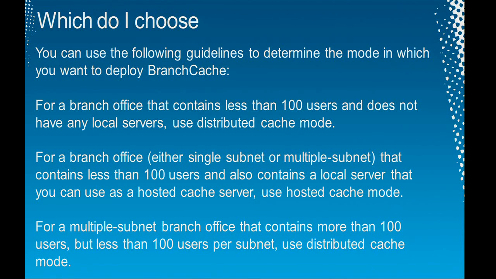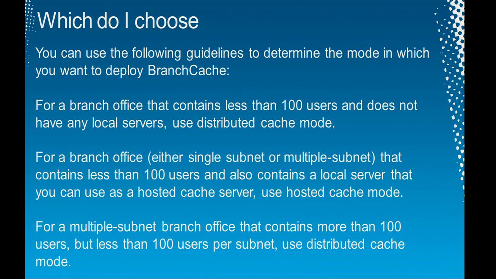For a branch office, either single subnet or multiple subnets, that contains less than 100 users but also contains a local server, so a server's already there, you don't have to invest in infrastructure. You may already have a file server there. Use hosted cache mode because you already have the infrastructure. You may be in the process of upgrading your infrastructure. You might be saying, hey, time to upgrade to Windows Server 2008 R2, did my data center, now I'm going to go out and do my branch offices. So yeah, just turn on hosted cache mode, and we'll talk about how you turn it on.